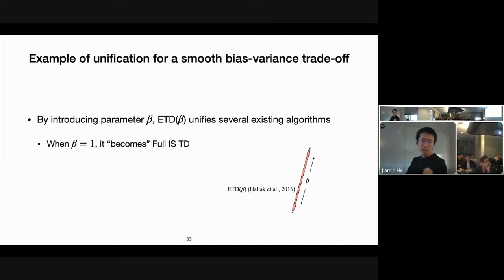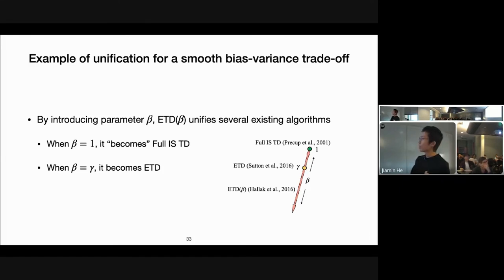And specifically, when beta equals 1, it becomes "full ISTD." I use quotes around "becomes" because it is not exactly recovering full ISTD, but a conceptual connection. And when beta equals gamma, it becomes ETD. And when beta equals 0, it becomes off-policy TD.